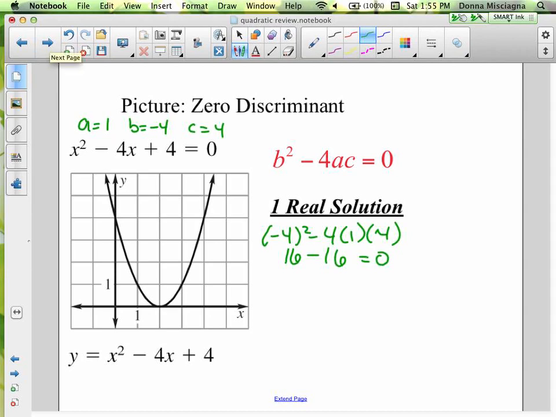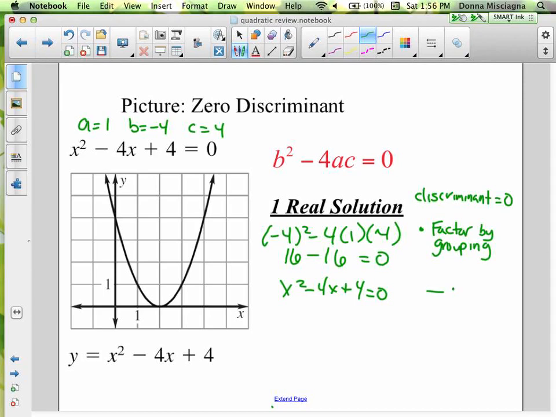That means we're going to have only one real solution, and this you could factor. It's because our discriminant is equal to 0. So we could use factoring, and we'll do that. x squared minus 4x plus 4 equals 0. 1 times 4 is 4. We need numbers that multiply to give us 4 and add to give us negative 4. That's going to be negative 2 and negative 2.